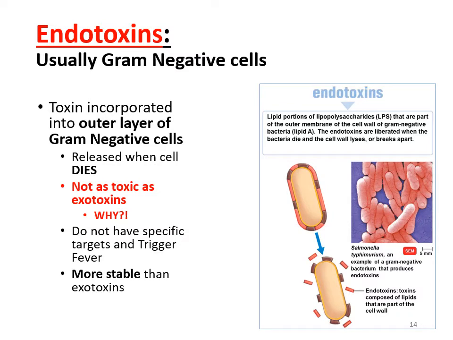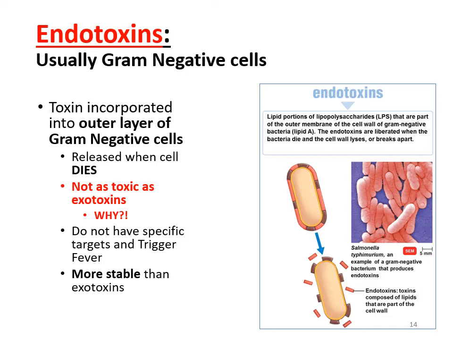Now, the alternative is that some bacteria instead will produce endotoxins. When you hear endo, that means within. So endotoxins are within the bacteria's own cell wall. They're usually in the outer layers of gram-negative cells, for instance the lipids that we mentioned in earlier slides. The difference with endotoxins is that since they're built into the bacteria's cell wall, endotoxins are only released when the cell dies.